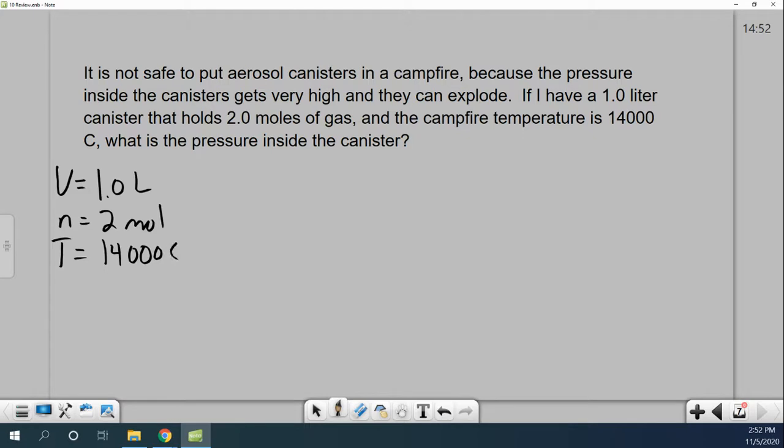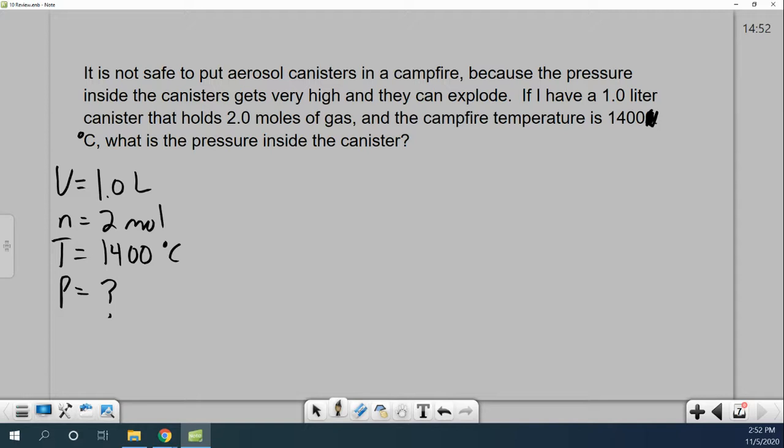14,000 Celsius. That doesn't seem right. Oh, you know what? I bet that's supposed to be 1,400 and the degree sign turned into a 0. 1,400 is more like the temperature of actual fire. So let's just... Yeah, there we go. 1,400 degrees Celsius. What is the pressure inside the canister? So I did the thing I wasn't supposed to do. I threw my canister into the 1400 degree fire.